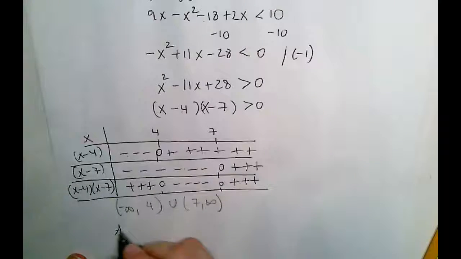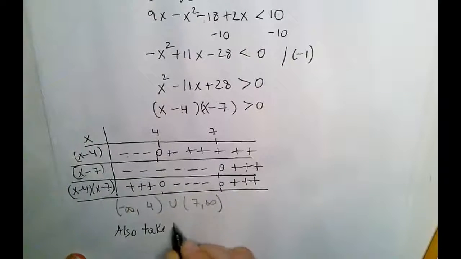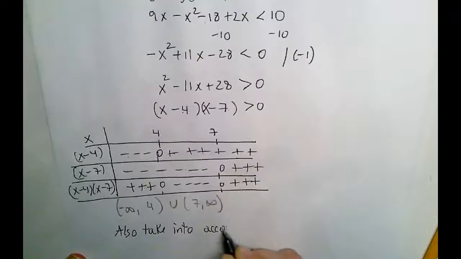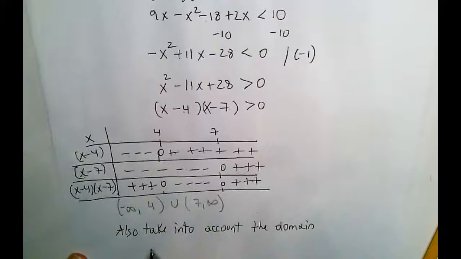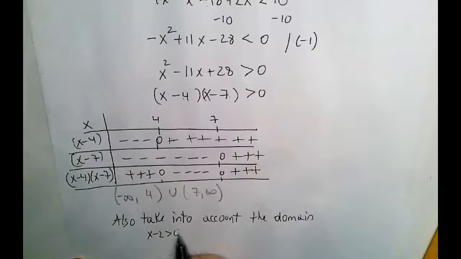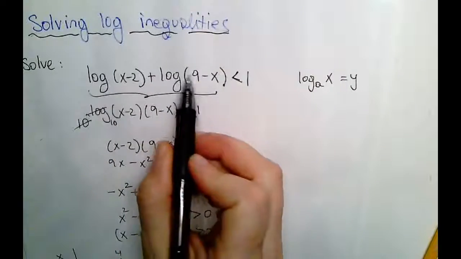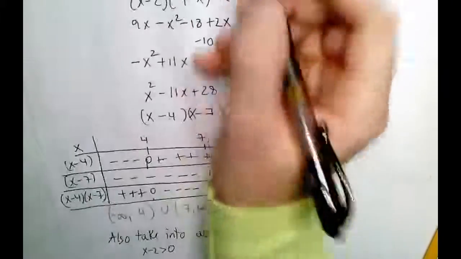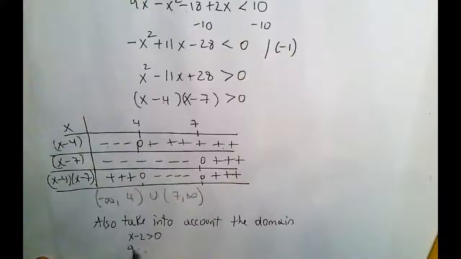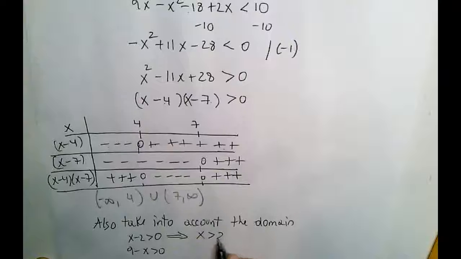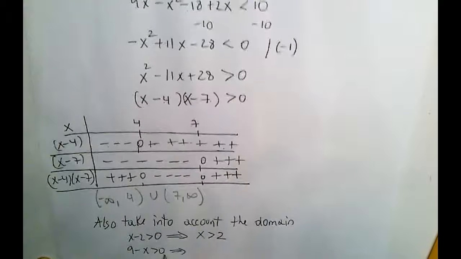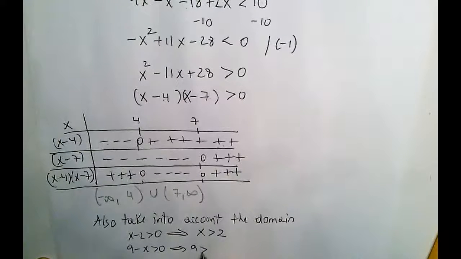So also take into account the domain. I have to have that x minus 2 is greater than 0 for this log, and I also have to have that 9 minus x is greater than 0. So from x minus 2 greater than 0, I have to have that x is greater than 2. And if I add x to both sides of 9 minus x greater than 0, I'll get that 9 is greater than x.